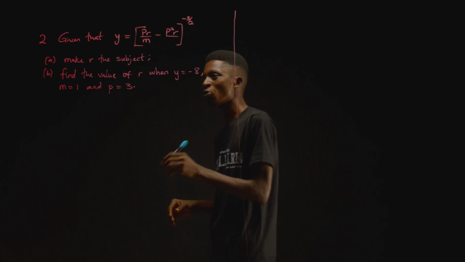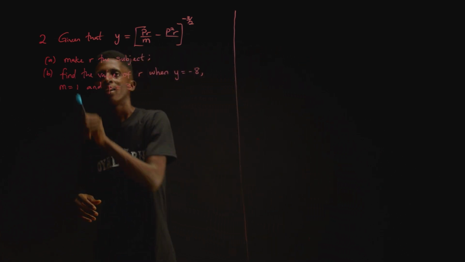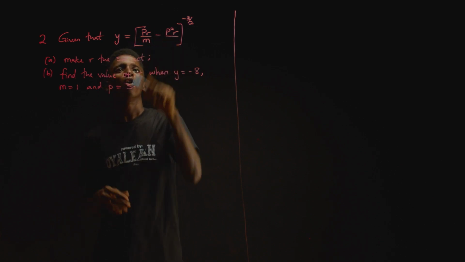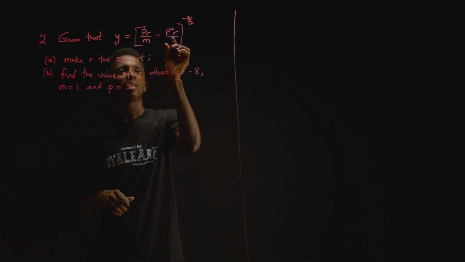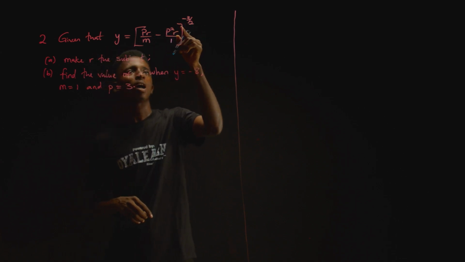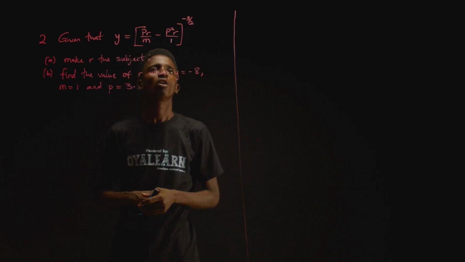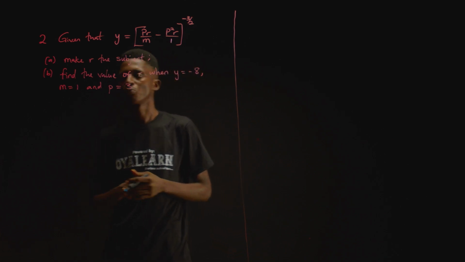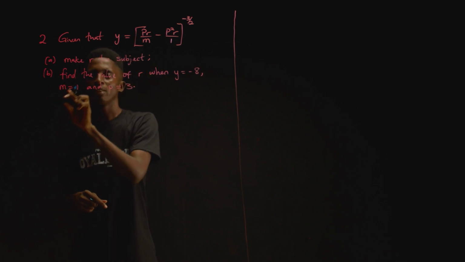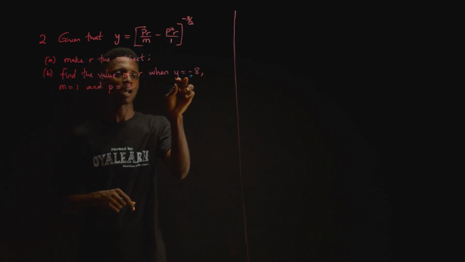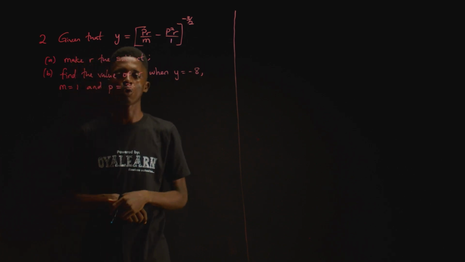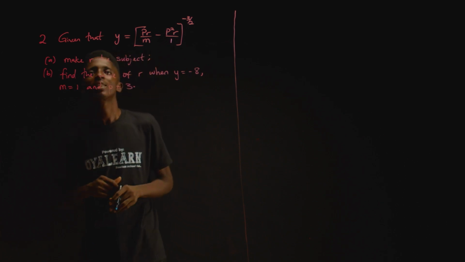Now let us solve question 2, which states that given that y equals pr over m minus p squared r, so let's say this is over 1, raised to the power of minus 3 over 2. A. Make r the subject, and then B. Find the value of r when y equals minus 8, m equals 1, and p equals 3. So let's start.